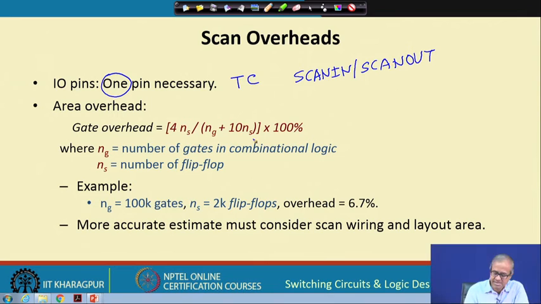for every scan flip flop we said that 4 additional gates are required, and if N g denotes the total number of gates in the combinational logic, it will be N g plus so many flip flops. Originally the flip flop contains 10 gates, but in the scan flip flop 4 additional gates are required. This is your gate overhead. A simple numerical example: 100k gates and 2k flip flops, 2000 flip flops. The overhead will be about 6.7%. This is a rough estimate.